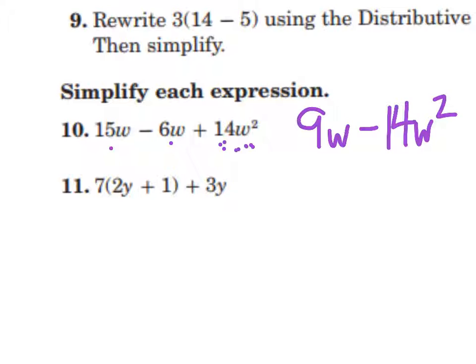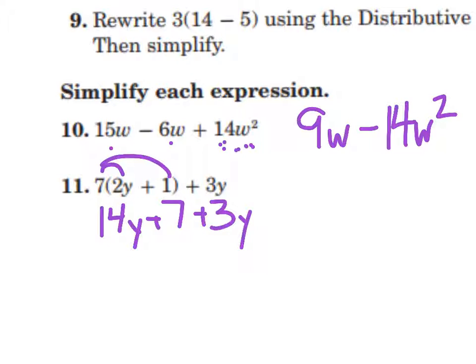11, looks like first thing I have to do is distributive property. Right, multiply by both. 7 times 2y, 14y. 7 times 1 is 7, 3y. Now the things here that I can combine, the y's. The 14y and the 3y, and I should get 17y plus 7. There you go. Moving right along.